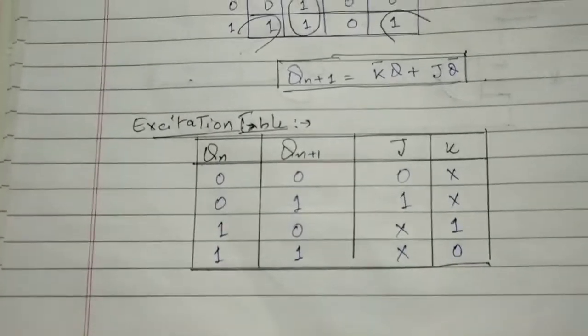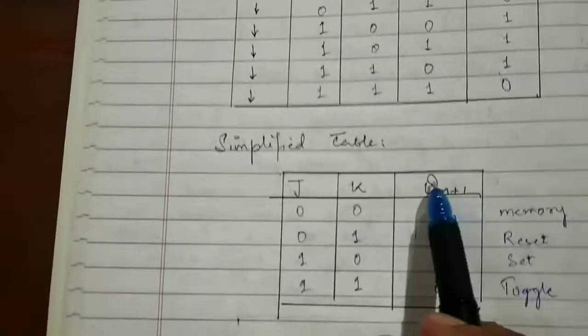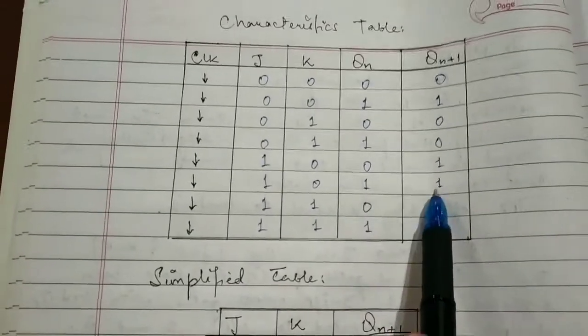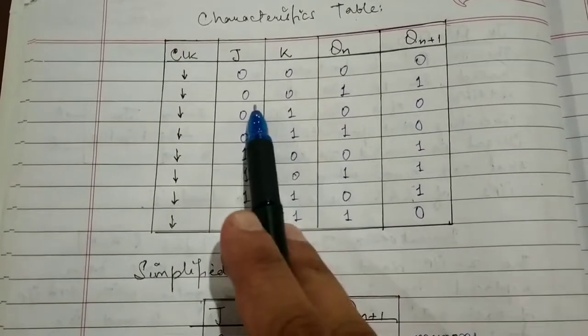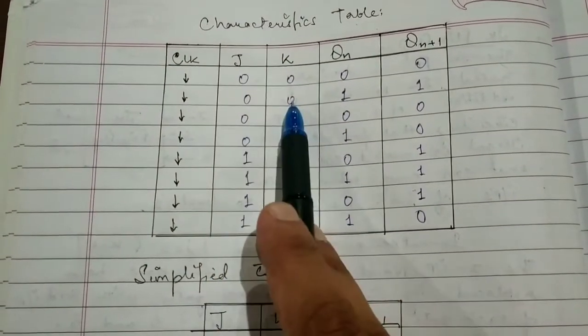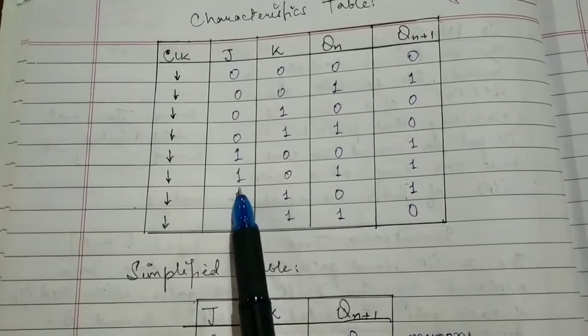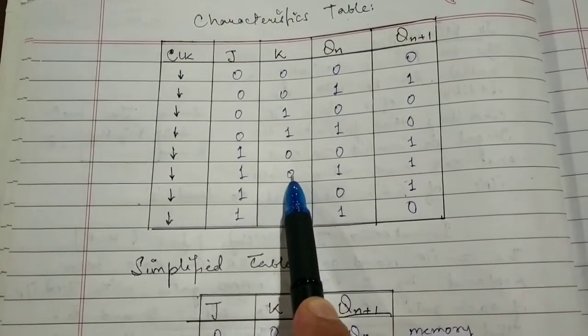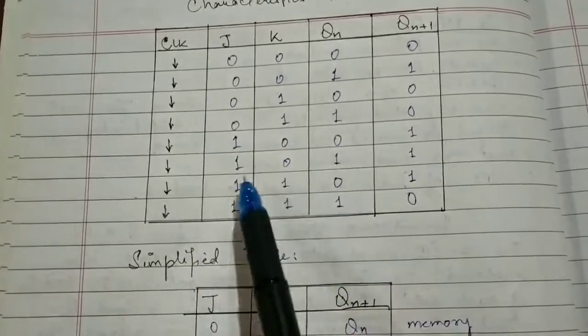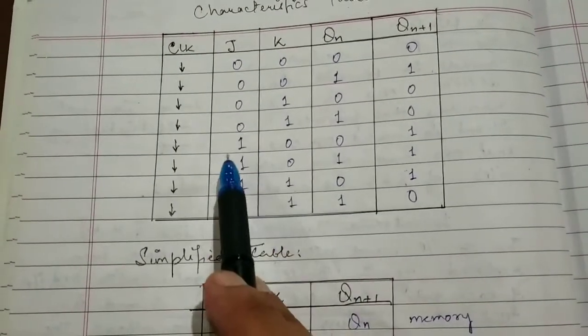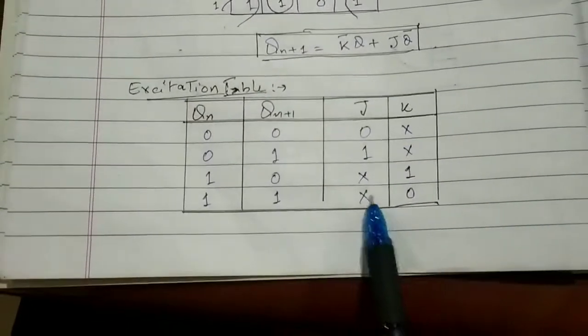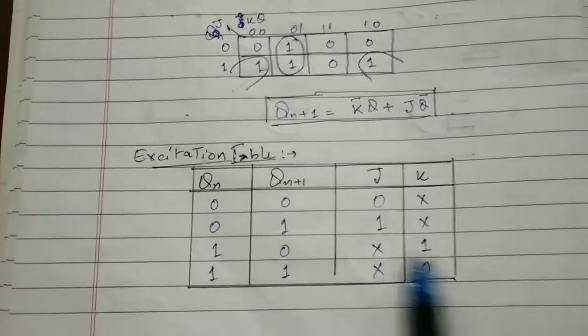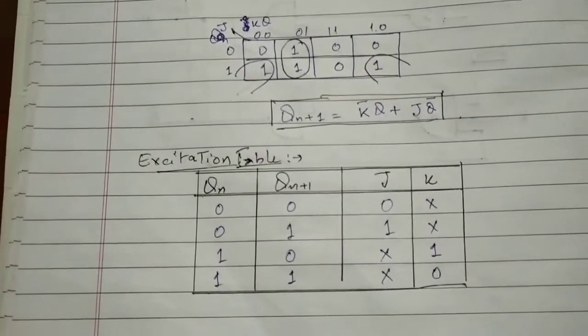And for the last entry 1 1, we see 1 1 is here and 1 1 is here. This is J equal to 0, K equal to 0. For this one, J is equal to 1, K is equal to 0. So K is not changing and J is changing from 0 to 1. So we write don't care 0 in the excitation table. This completes the excitation table of the JK flip-flop.